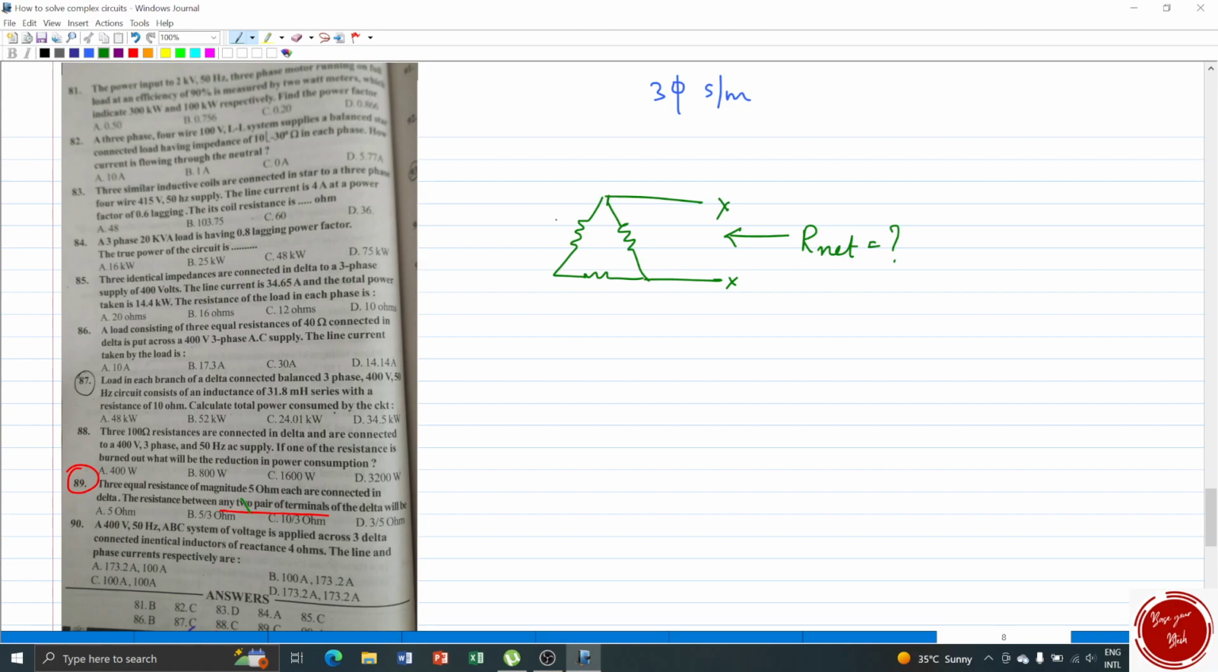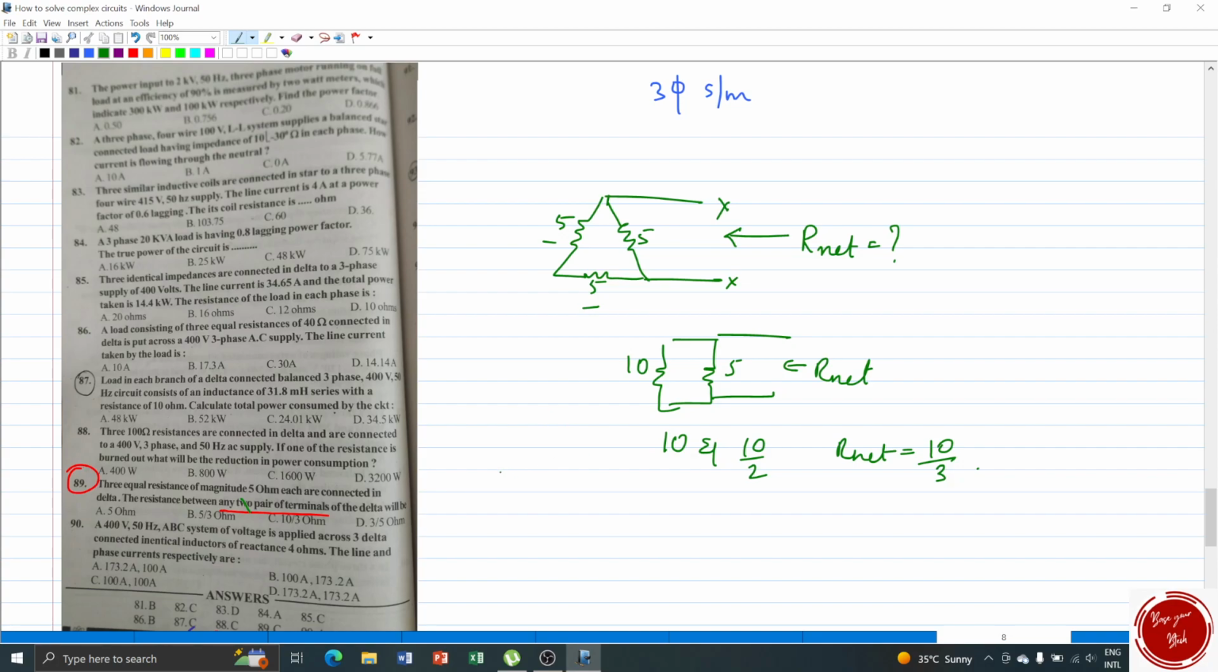Every resistance value is 5. So this is actually very simple because 5 and this 5 and this 5 are in series. So 10 in parallel with this 5. Okay. Now what is R net? It is actually a parallel combination of 10 and 10 by 2. So R net will be 10 by 3.